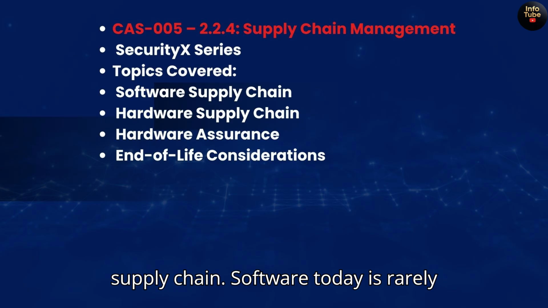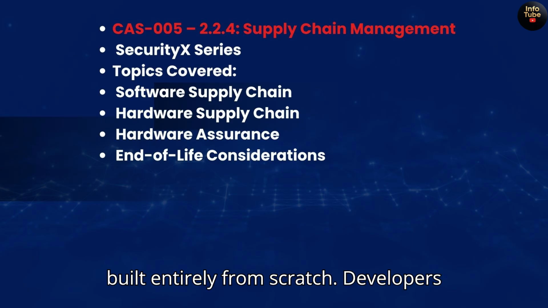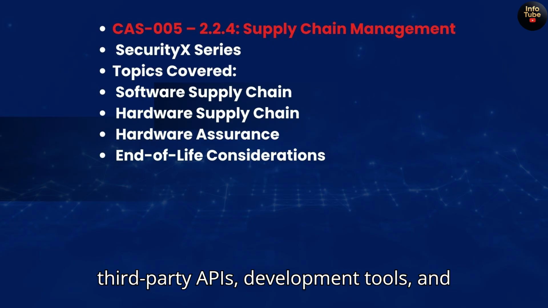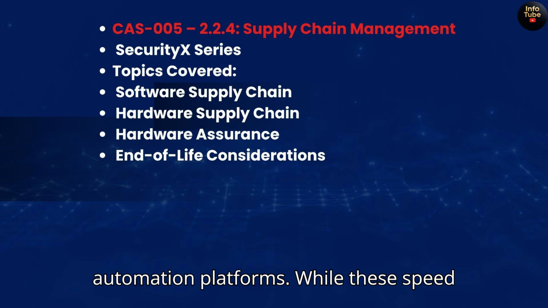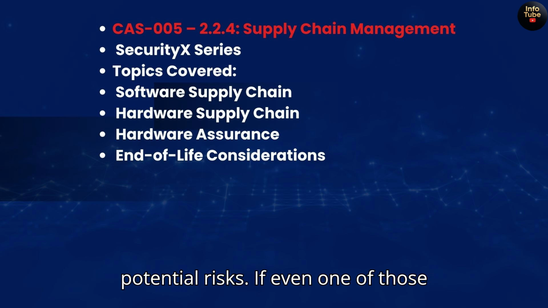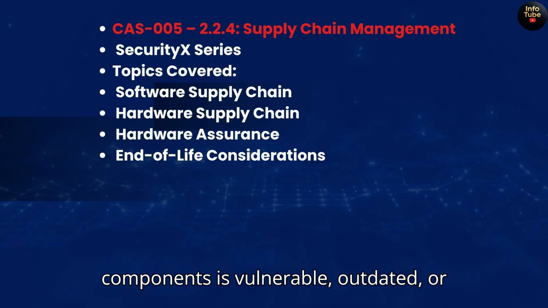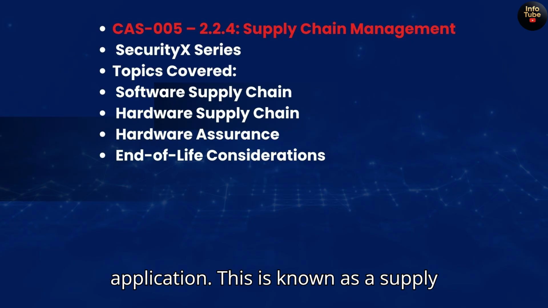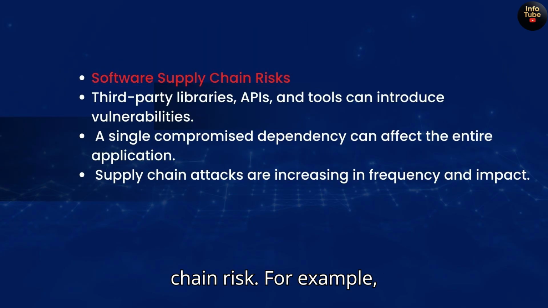Software today is rarely built entirely from scratch. Developers depend on open-source libraries, third-party APIs, development tools, and automation platforms. While these speed up development, they also introduce potential risks. If even one of those components is vulnerable, outdated, or compromised, it can threaten the entire application. This is known as a supply chain risk.